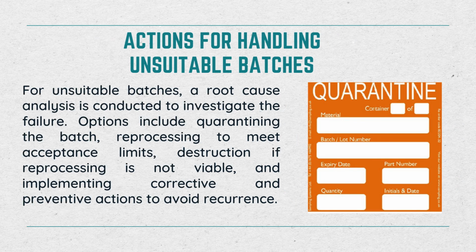Actions for handling unsuitable batches. For unsuitable batches, a root cause analysis is conducted to investigate the failure. Options include quarantining the batch, reprocessing to meet acceptance limits, destruction if reprocessing is not viable, and implementing corrective and preventive actions to avoid recurrence.